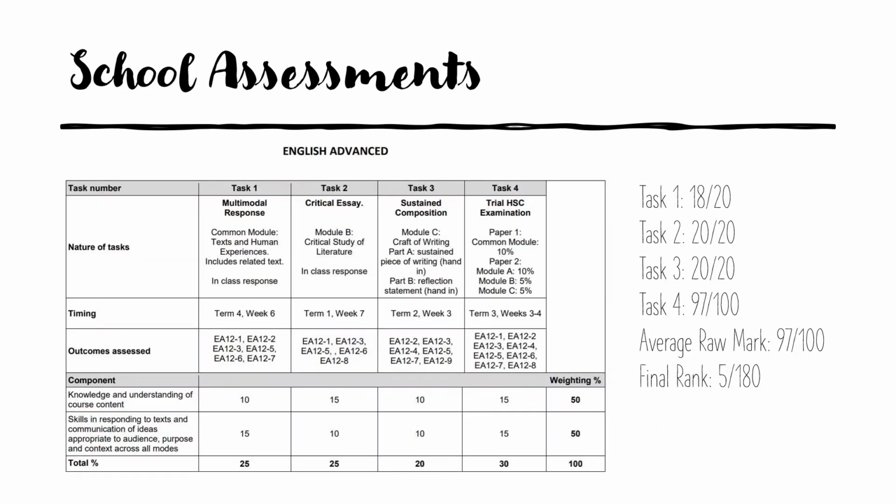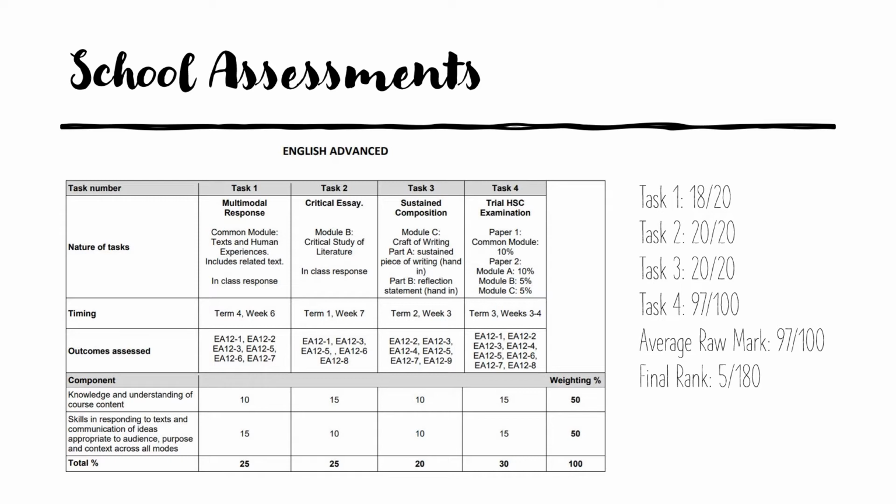However, there's a difference between the raw marks that you receive and the marks that you will be given by NESA when you are given your final HSC results. So we're just going to go through my marks for each of the tasks from English Advanced, and then we'll compare my average raw mark to the mark that I got of 95 from NESA to show you the moderation process and how that works.